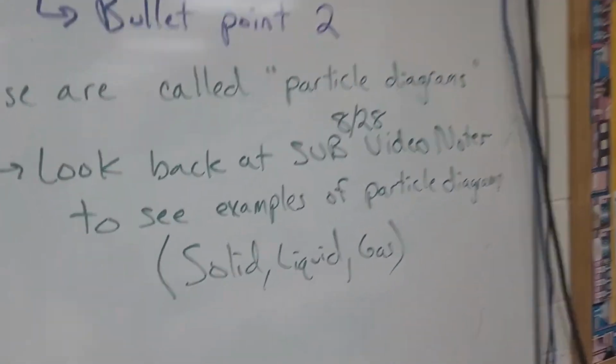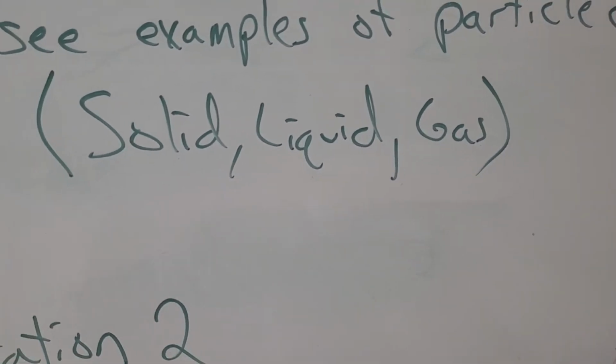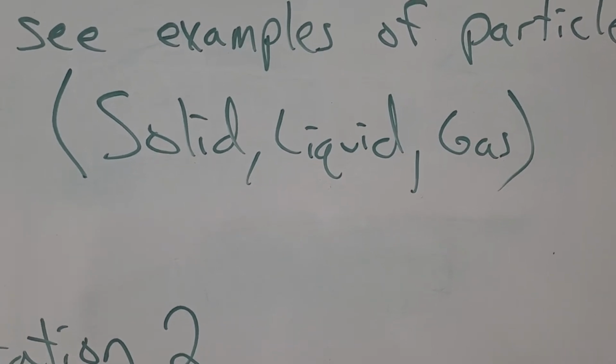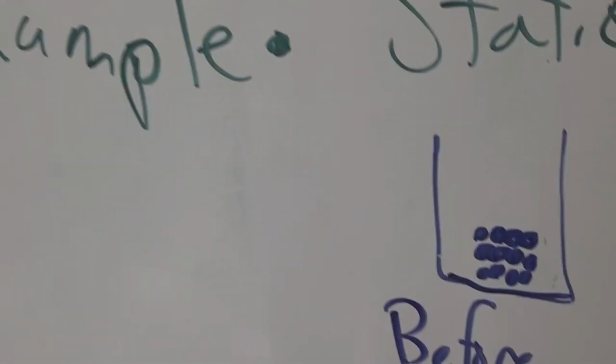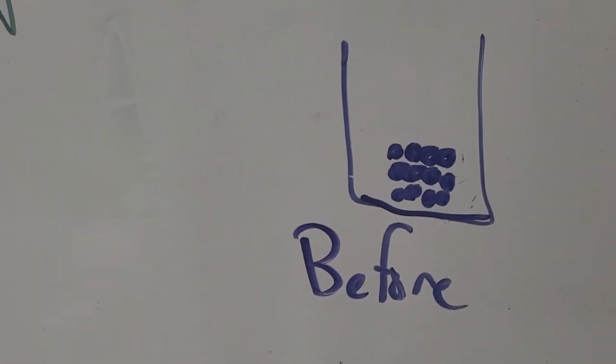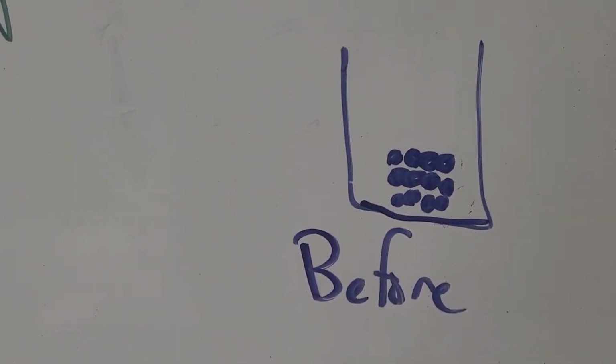So for the ice, which one did we start with? For the ice that melted, was the ice solid, liquid, or gas? It was solid. So we need to draw the solid. So that is me drawing the solid. So that is the representation of the ice.